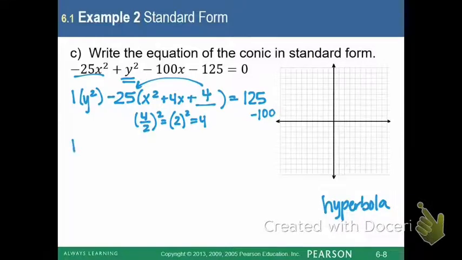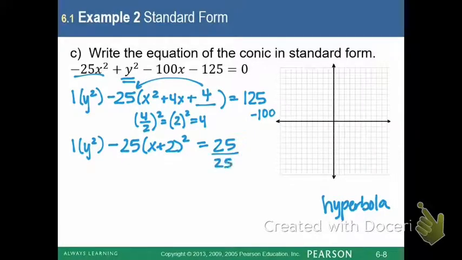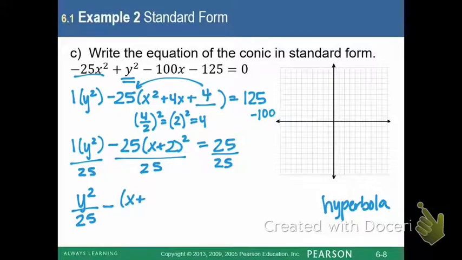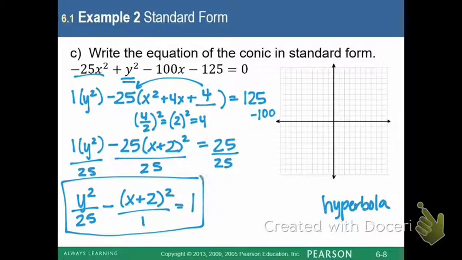So I'm left with 1 times y squared minus 25 times (x plus 2) squared equals 25. And with hyperbolas and parabolas, that always needs to be set equal to 1 on the right side. So that's when I'm going to divide by whatever I have here. I'm going to divide everything by 25 and simplify my fractions. So I get y squared over 25 minus, here the 25's cancel, I'm just left with a 1 on the bottom. So (x plus 2) squared over 1 equals 1. And there is my equation.